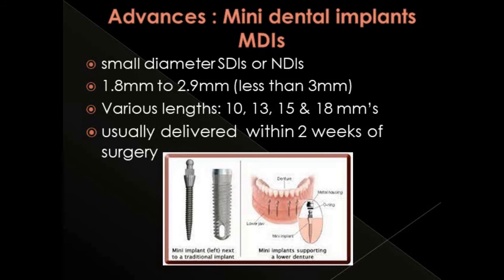For placing this, only a single pilot drill is enough to create the opening, and this implant can be threaded into the bone. After placement, as you can see here, the ball part will be projecting outwards over the gum, which is used for retaining the prosthesis. And this one is usually delivered within 2 weeks of surgery. So these are mini dental implants.